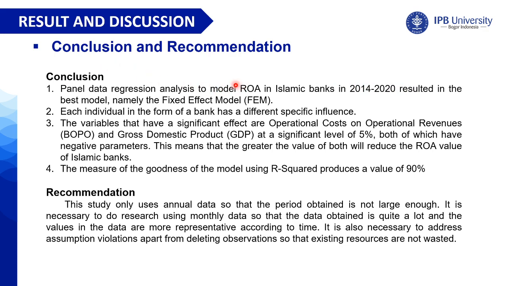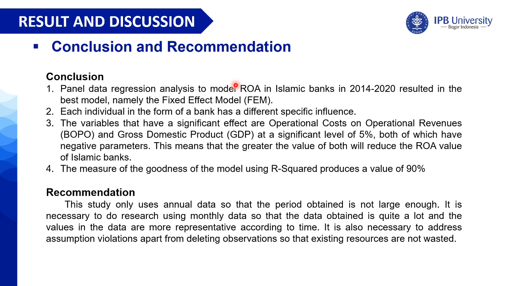Each individual bank has a different specific influence. The variables that have significant effects are operational cost on operational revenues and gross domestic product at a significance level of 5%, both of which have negative parameters. This means that the greater the value of both, the more the ROA value of Islamic banks will be reduced. The measure of the goodness of the model using R-square produces a value of 90%.